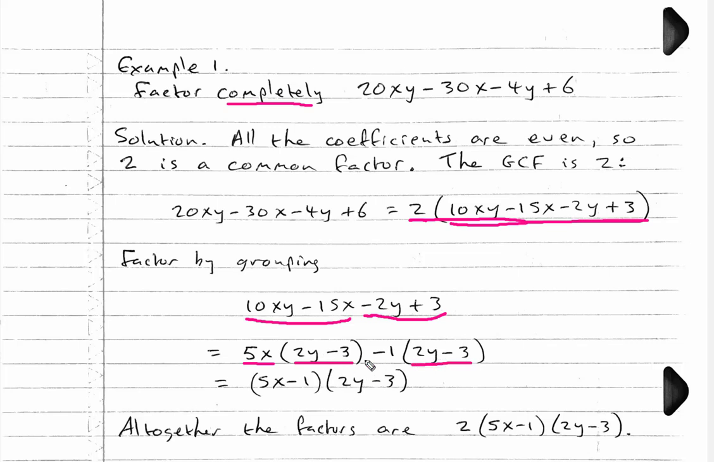So now they match, and now we can see that this is 2y minus 3 times 5x minus 1. Okay, so factoring by grouping. Don't forget the 2 we pulled out earlier, so altogether this is our answer: 2 times 5x minus 1 times 2y minus 3.